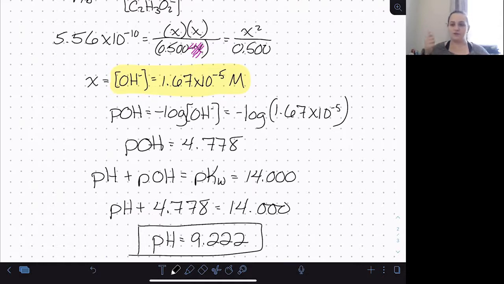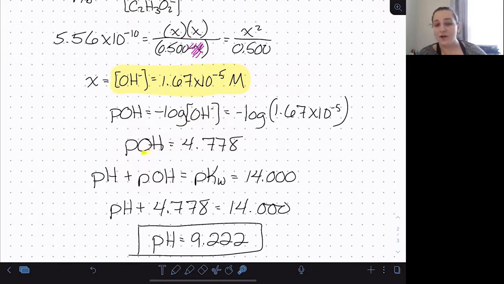And once again, we can do our little mental check. This was a weak base in solution, so our pH should come out to be basic. 9.2 is greater than 7, so this is a basic pH. And it's really good to just do that quick mental check, because one of the most common mistakes I see on base problems is stopping at the pOH and labeling it pH. Your brain's like, I took the negative log of a thing, that must be the pH. But if you're taking the negative log of a hydroxide ion concentration, that's a pOH.